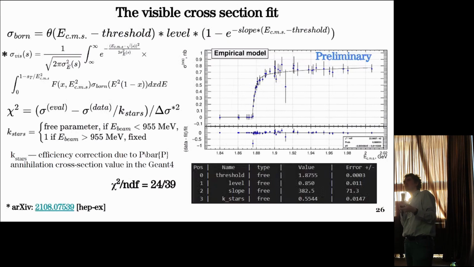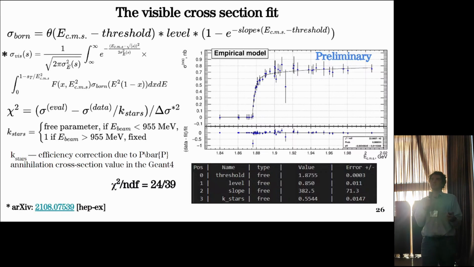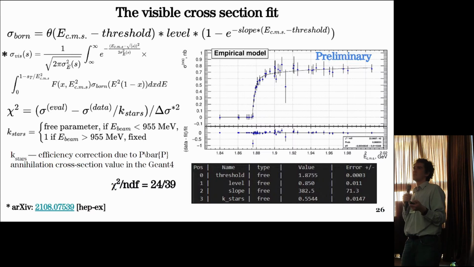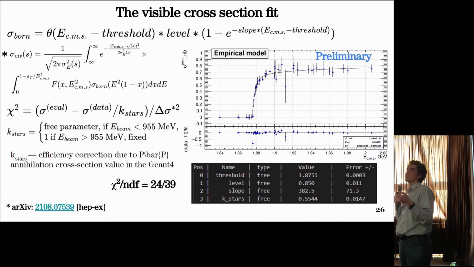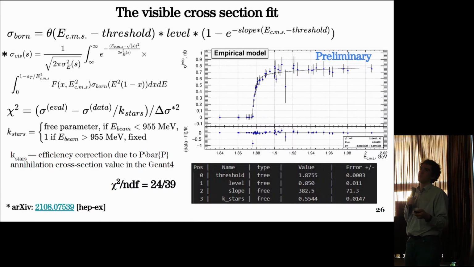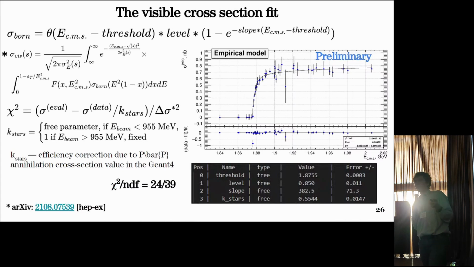So we fitted it, and here you can see corrected visible cross-section with the fit curve. As you can see, the results are good. So our model describes our cross-section with a good chi-squared.